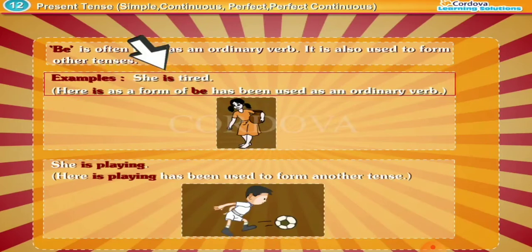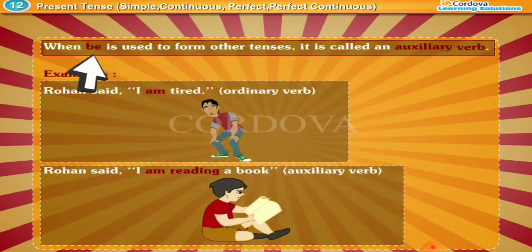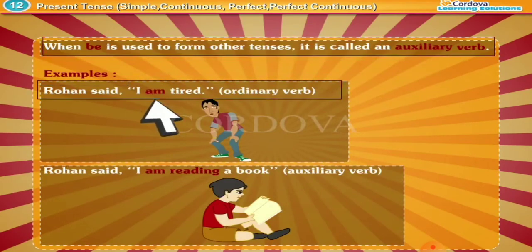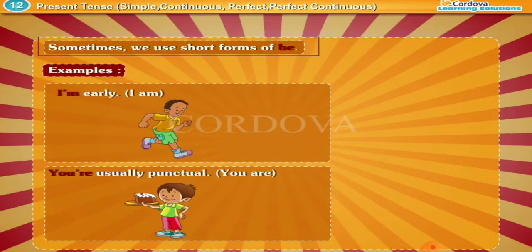Example: she is tired. Here is, a form of be, has been used as an ordinary verb. She is playing. Here, is playing has been used to form another tense. When be is used to form other tenses, it is called an auxiliary verb. Examples: Rohan said, I am tired. Ordinary verb. Rohan said, I am reading a book. Auxiliary verb.